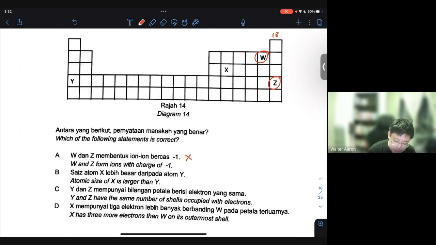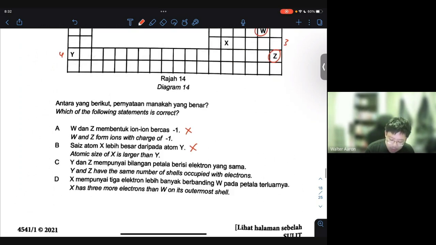Atomic size of X is larger than Y. No, because you see here X is in period 3 and Y is in period 4. So we know that Y has 4 electron shells while X has 3 electron shells. So definitely Y will be larger than X. So B is out as well.